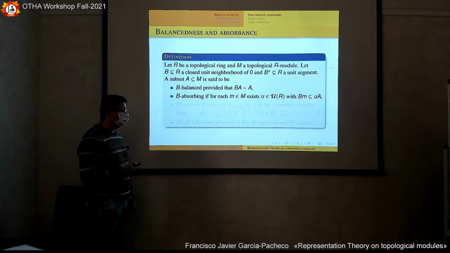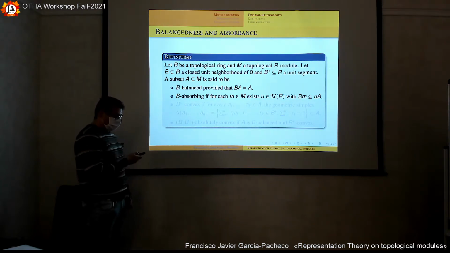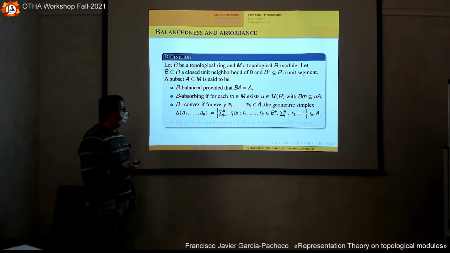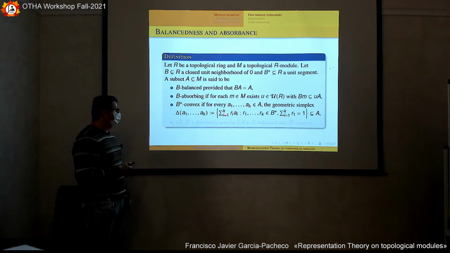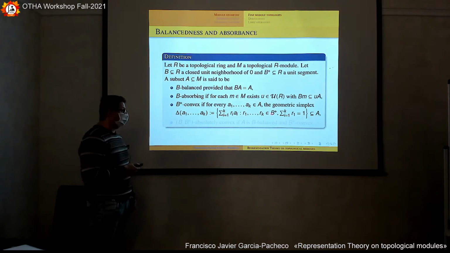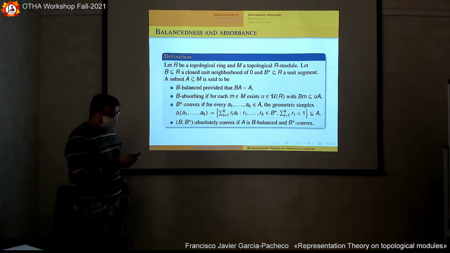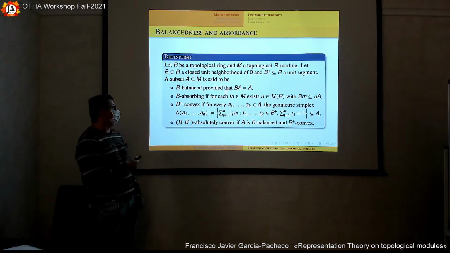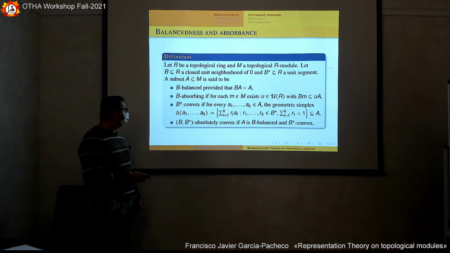So A absorbs M, and A is B-convex if for every finite elements in A, the geometric simplex, which are these linear combinations with summation equal to 1 in the B-set, is contained in A. And finally, A is B-absolutely convex if A is B-balanced and B-convex. So this concept generalizes the classical concepts of balancedness, absorbance, convexity.